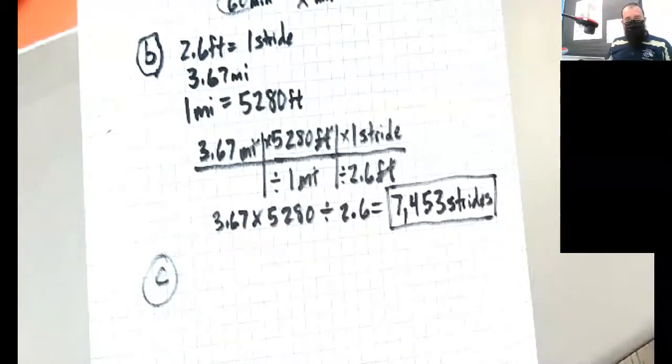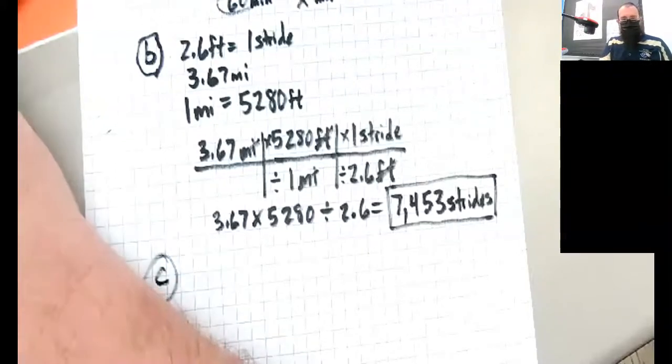C, I want you to work on your own. C is exactly like A. The only thing that changed was now he's on a bike, which means he's moving faster. The distance is the same, the rate has changed. So I'll put C up on the screen.